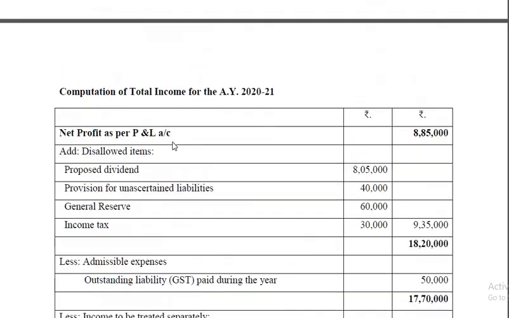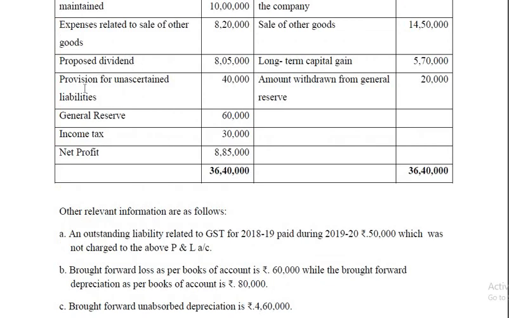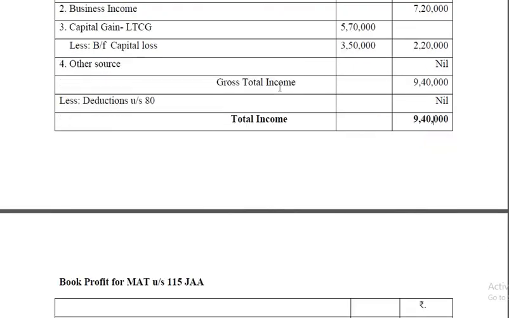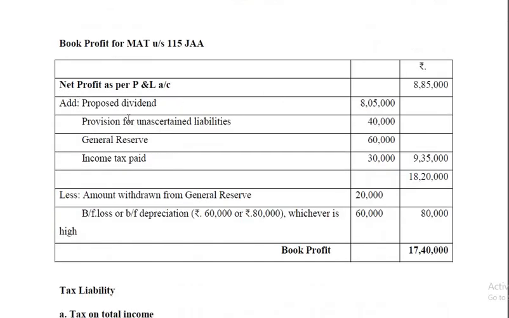If you take the debit side, what is to be added back is proposed dividend, provision for unascertained liabilities, general reserve, income tax. That is all. And on the credit side, you have to deduct amount withdrawn from general reserve. Long-term capital gain is not being deducted. It should be part of book profit. So proposed dividend should be added. Provision for unascertained liability should be added. General reserve, income tax paid. So put together 9,95,000, 35,000. So after addition, 8,20,000. Therefore, amount withdrawn from general reserve is 20,000.